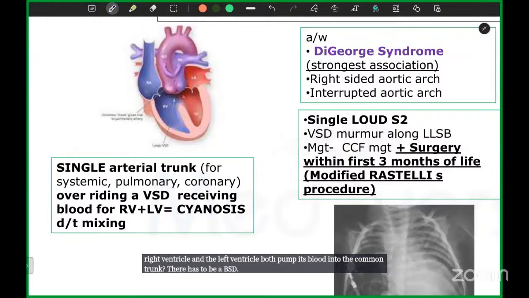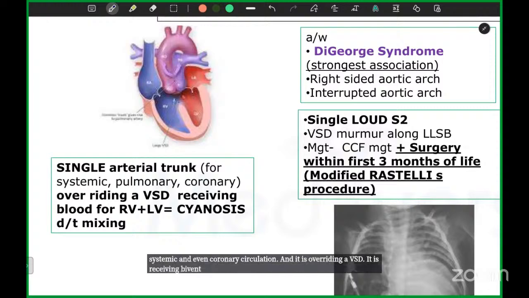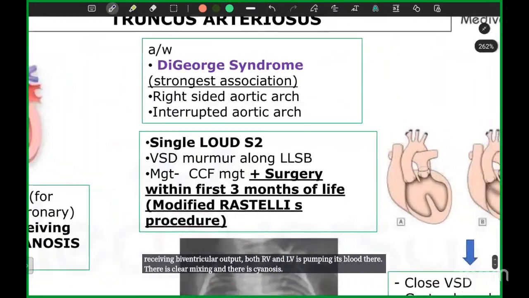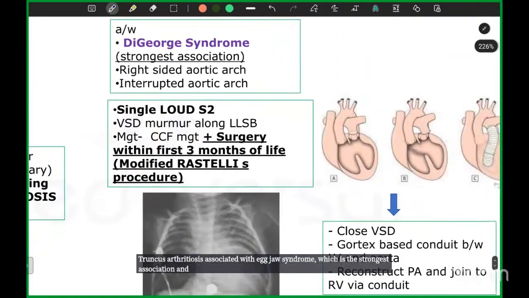So this single arterial trunk is the one trunk which is giving rise to pulmonary, systemic, and even coronary circulation. And it is overriding a VSD. It is receiving biventricular output. Both RV and LV are pumping their blood there. There is clear mixing and there is cyanosis. Truncus arteriosus is associated with DiGeorge syndrome, which is the strongest association, and can also be associated with interrupted aortic arch.